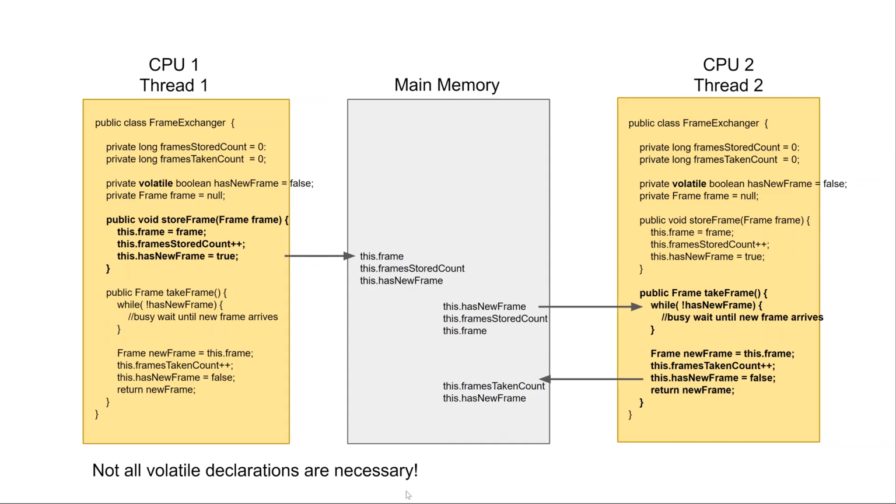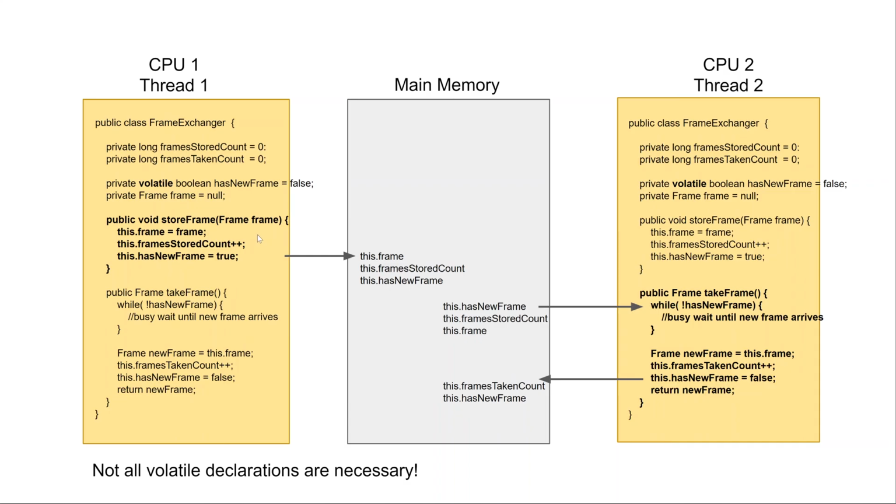Because of the Java volatile visibility guarantee, it is actually not necessary to declare all of the fields here volatile. The volatile visibility guarantee says that at the time you write to a volatile variable and that value is written directly to main memory, all the variables that are visible to the thread writing to the volatile variable will also get flushed to main memory. So in this case here, you can see that only hasNewFrame is declared volatile.